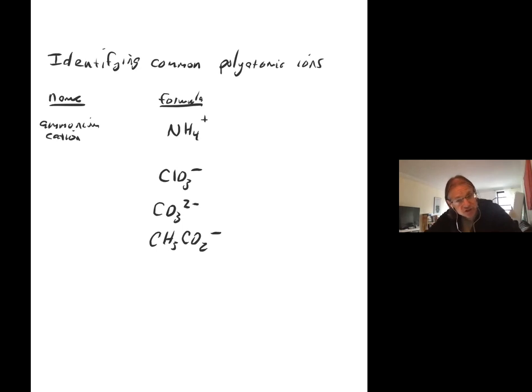ClO3 minus, that's one we just looked at, right? That was the hypochlorite, chlorite, chlorate, perchlorate, right? So the perchlorate had 4, the chlorate had 3, so chlorate. And just to be consistent with what they're saying, we'll call it an anion, chlorate anion, right? If it's negative, it's an anion, okay? What about the third one? CO3, right? Not ClO3, but CO3. That's the carbonate, right? Carbon. So that's the carbonate ion.